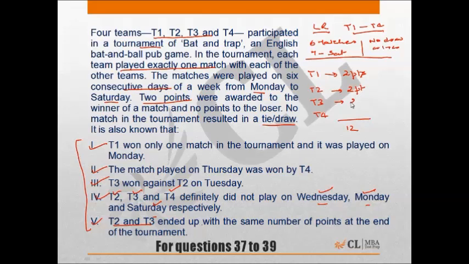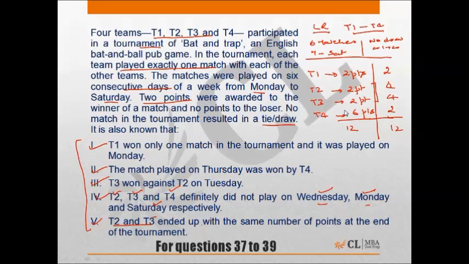The same number of points could be 2, 2, which means T4 would have 6 points. The other case could be that while T1 has 2 points, T2 and T3 end up with 4 points each. So that makes it 4, 4, 8 and 2, 12. So there are 2 possible cases in this question: T1, T2, T3, T4 have 2, 2, 2 and 6 points, or 2, 4, 4 and 2 points respectively.